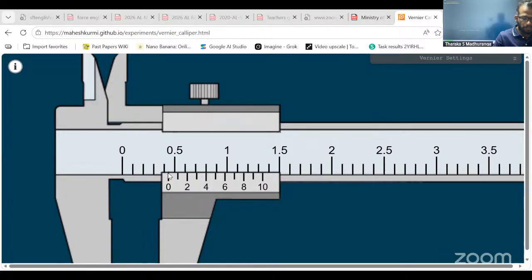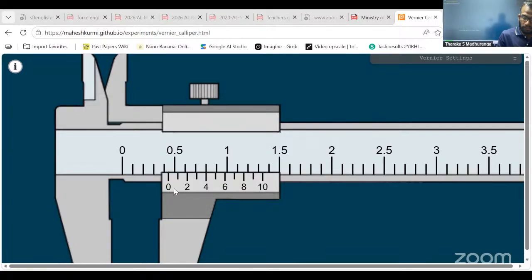Take as the main scale reading the previous value before the vernier scale 0. Right? Here is the 0, and the one before it is what we take on the main scale. 0, 1, 2, 3, 4. Before main scale 5, the vernier scale 0 is there, right? Therefore, 4 millimeter is the main scale reading.